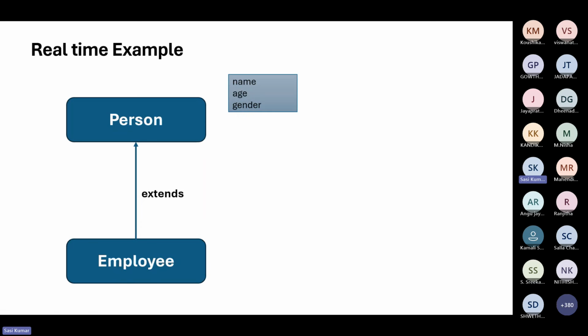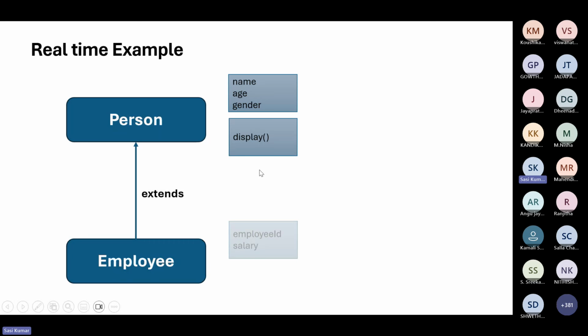Now let's see what the person class has. See, person is the common one, right? Person can have the name, the age, and the gender. These are the common properties, right? What else can person have? I'm going to keep one method called display. This display method is going to display all the person-related information like name, age, gender, right?